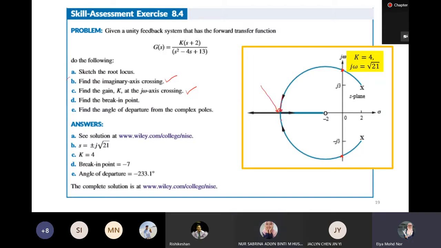But they merge, and they merge here. So this is the break-in point, there is only a break-in point. And also the angle of departure: there is no angle of departure, it is the angle of arrival. We're going to go to that later on.